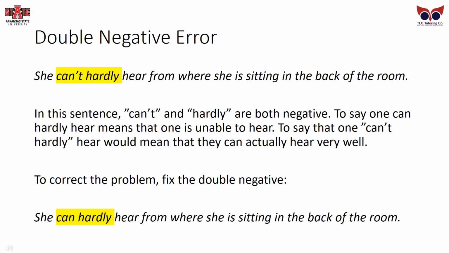Double negative error. Example: "She can't hardly hear from where she is sitting in the back of the room." In this sentence, can't and hardly are both negative. To say one can hardly hear means that one is unable to hear. To say that one can't hardly hear means that they can actually hear very well. To correct the problem, fix the double negative. "She can hardly hear from where she is sitting in the back of the room."